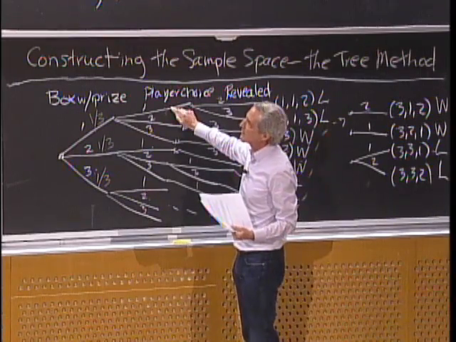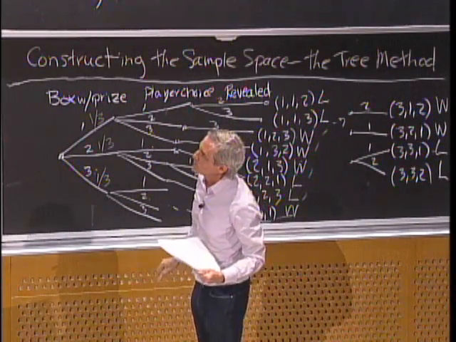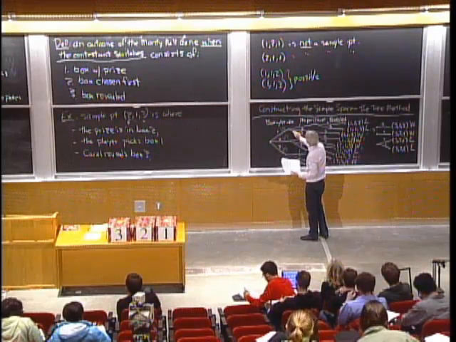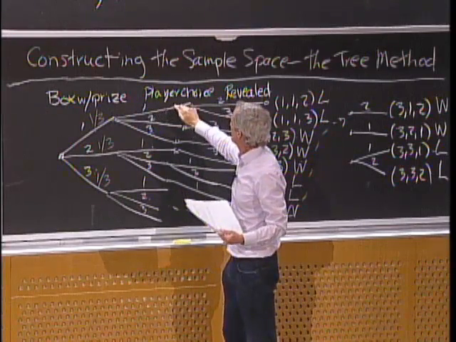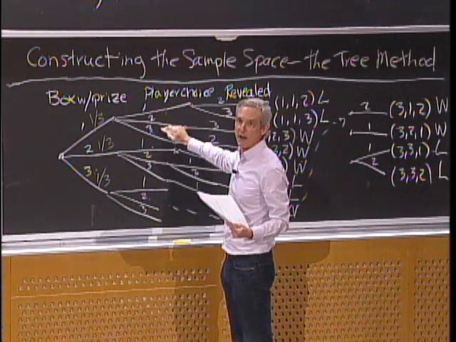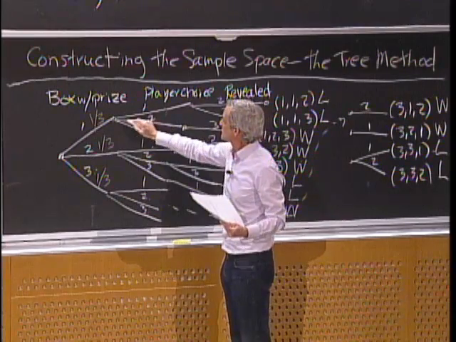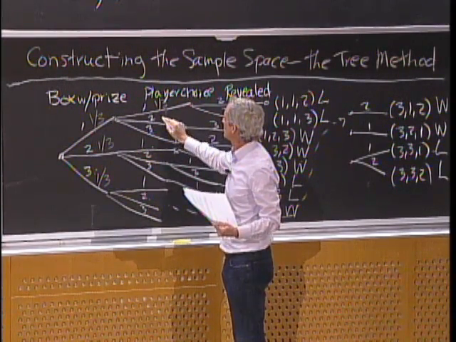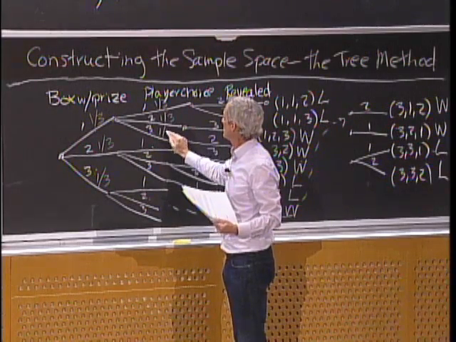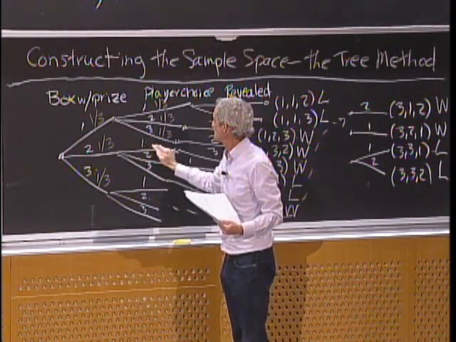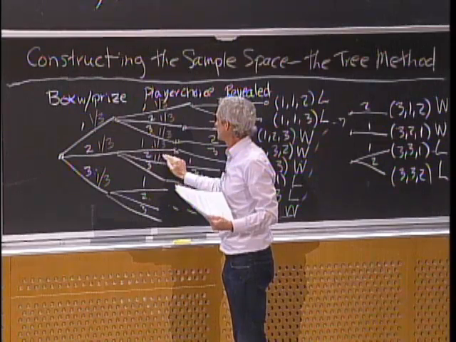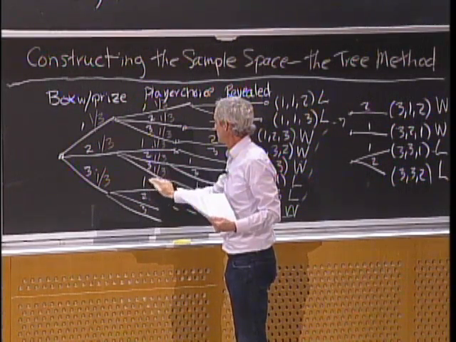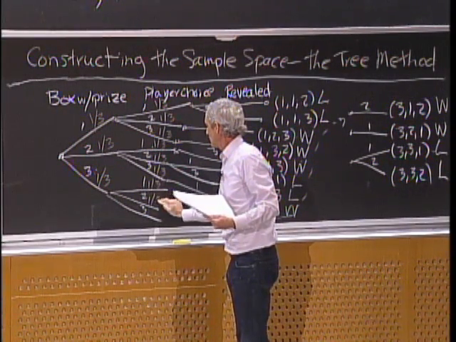Same thing here. Assumption 2 says that no matter where the prize is, say it's in box 1, the player chooses each box with probability 1/3. So given that the prize is in box 1, the player chooses 1 with 1/3, 2 with 1/3, 3 with 1/3. Same if the prize is in box 2. So I label every edge here with a probability. All right.